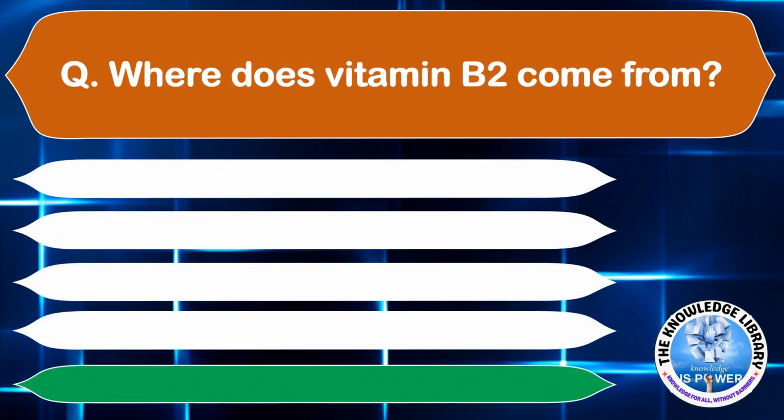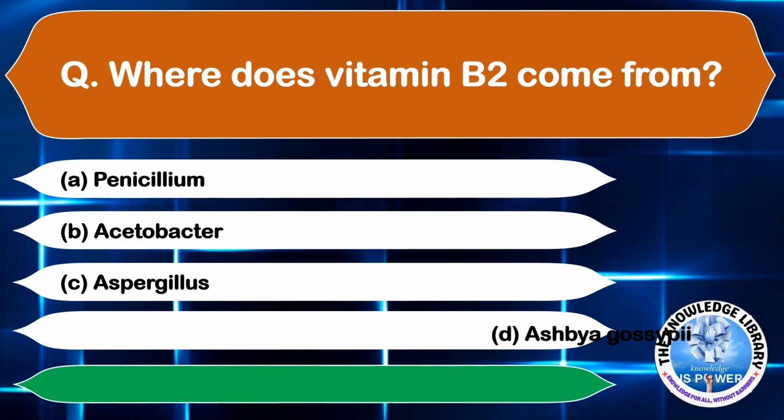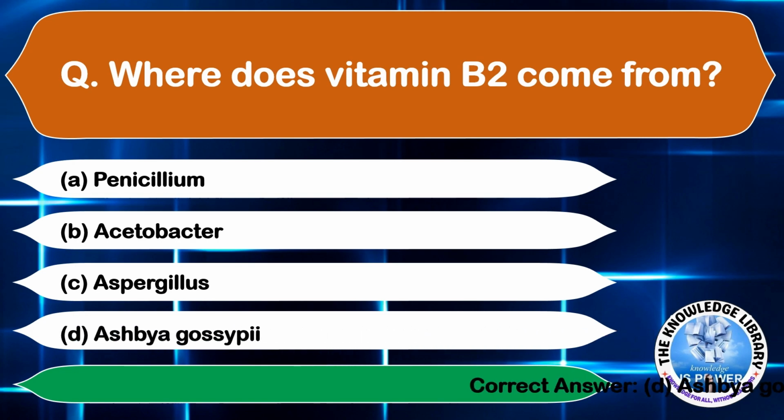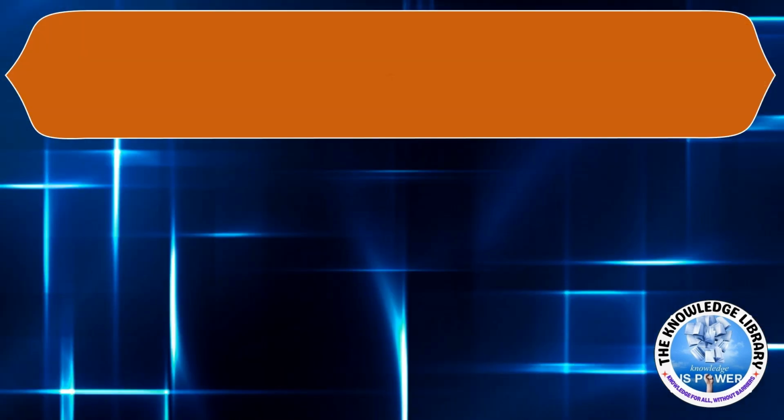Where does vitamin B2 come from? Option A, Penicillium. Option B, Acetobacter. Option C, Aspergillus. And option D, Ashbya. The correct answer is option D. Moving on to the next question.